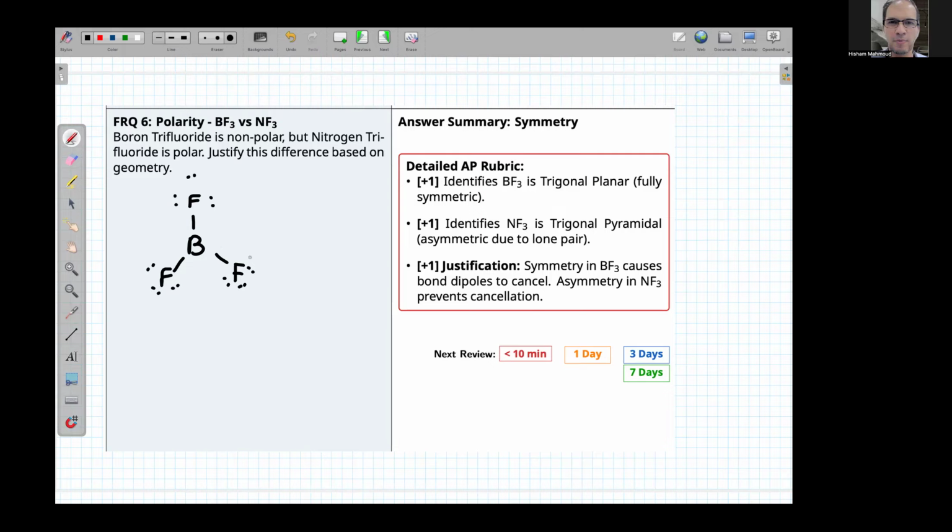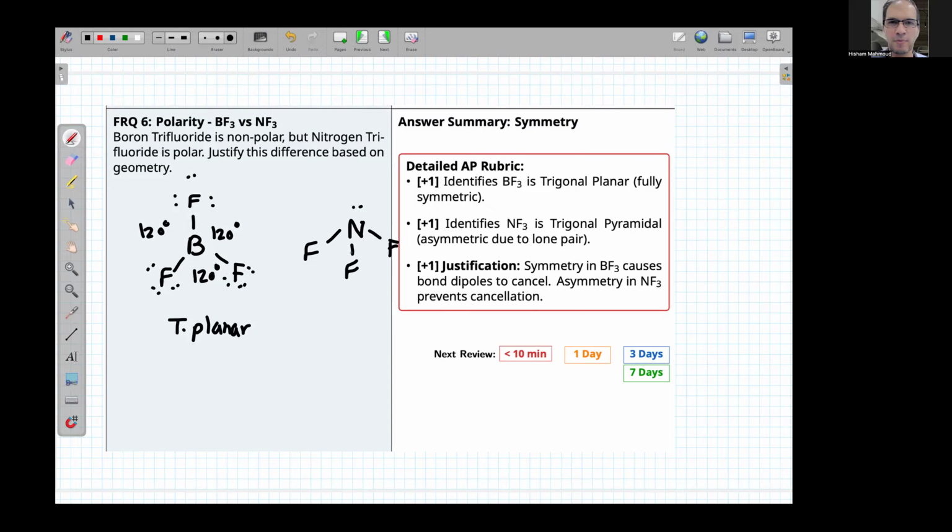3 bonding domains and 0 lone pairs means trigonal planar geometry. All the 3 fluorines are at the same angle, so the 360 degrees is divided into 3 angles. Divide 360 by 3, you will get 120, 120, 120, separated by exactly 120 degrees. This is a perfectly symmetrical shape. While NF3, the nitrogen trifluoride, has 5 valence electrons, right? So 3 go to bonding with the fluorines, and 2 remain as a lone pair. Draw it like that.